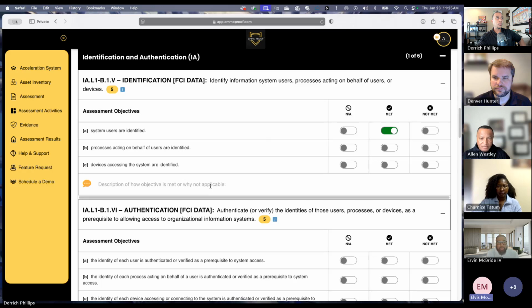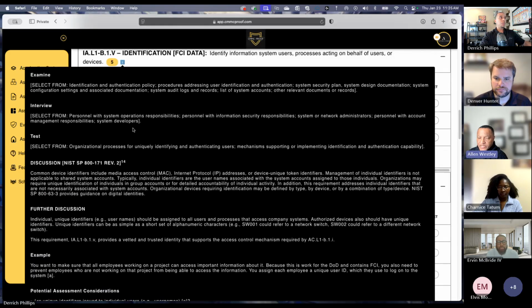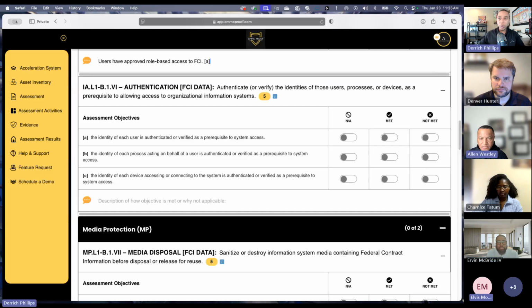So we have unique identifiers for your system users, and those system users do have approved role-based access to FCI. Is that correct? That is correct. All right. And then on part B of this objective, how are you identifying processes that work on behalf of users? I'm not sure I understand your question. Could you rephrase that? Yeah, and if you want to give some examples of processes, that may be relevant.